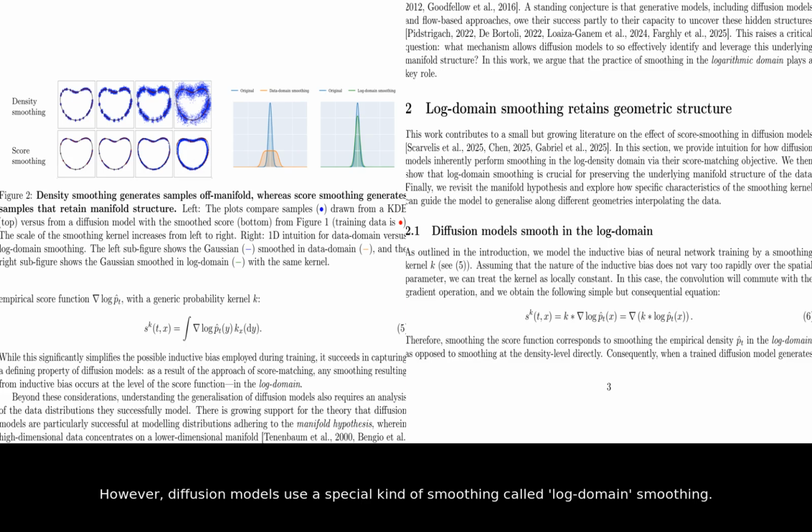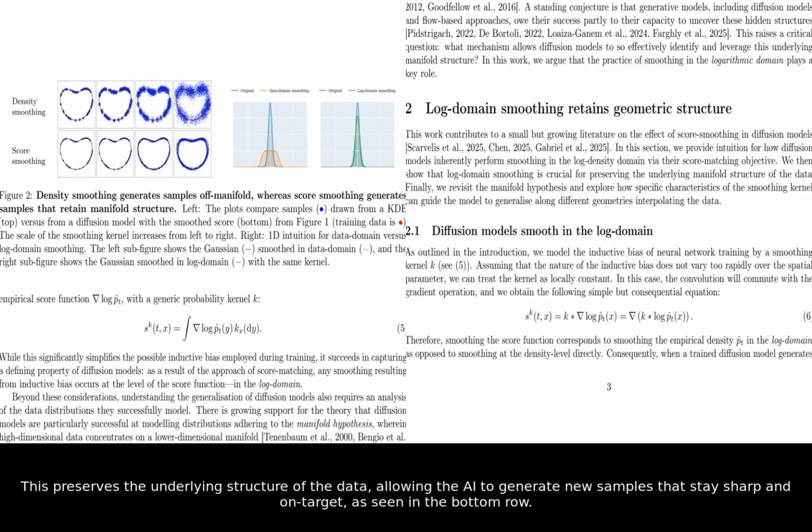However, diffusion models use a special kind of smoothing called log domain smoothing. As the researchers show, this method is geometry adaptive. It smooths along the manifold without falling off. This preserves the underlying structure of the data, allowing the AI to generate new samples that stay sharp and on target, as seen in the bottom row.